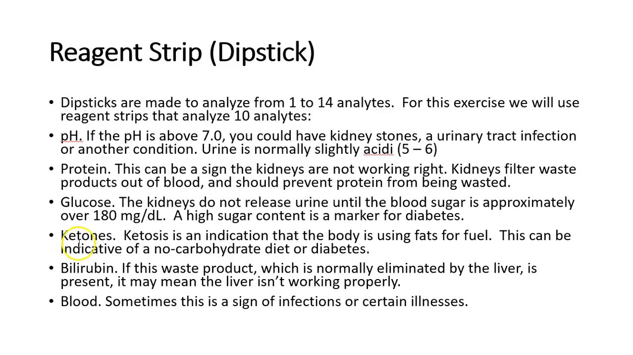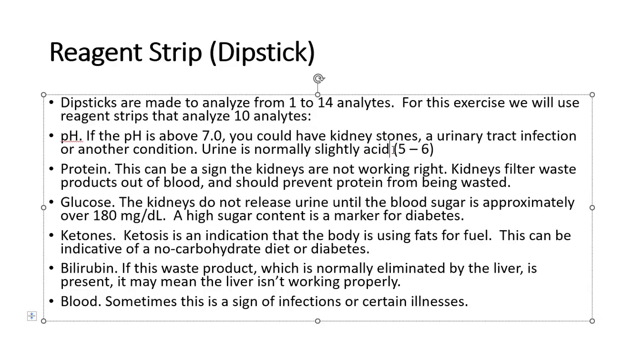And you can see the main ones here for the urinary tract is pH. If pH is above 7, you could have kidney stones or UTI. A high pH can indicate a UTI, so that may be a clue that we start looking for things. Normal urine is slightly acidic. Protein can indicate a kidney problem because the kidneys are basically dumping protein. They're not working properly. They should be filtering, they should be holding the protein back, and they shouldn't be wasting it. So those are some of the things we look at.